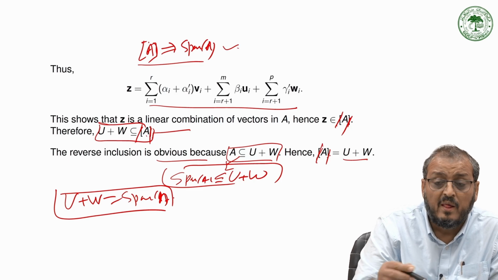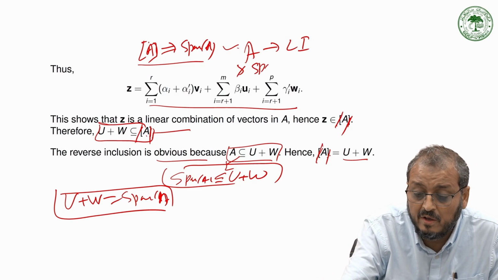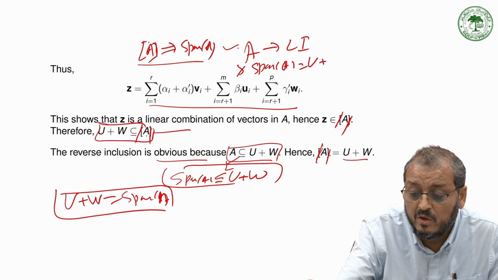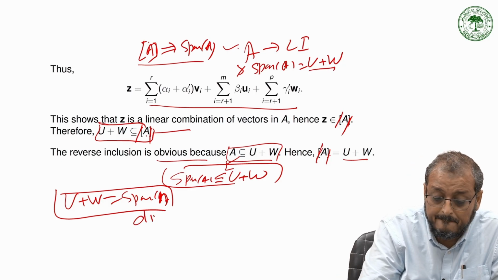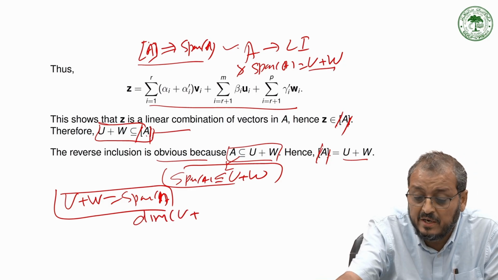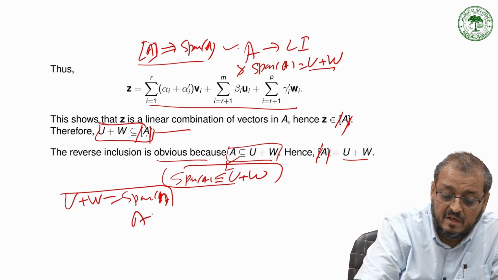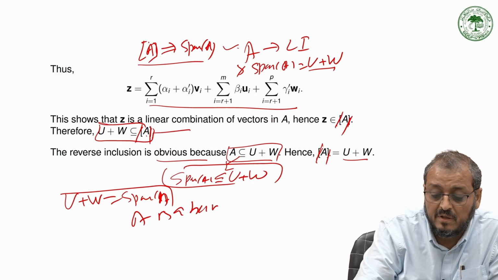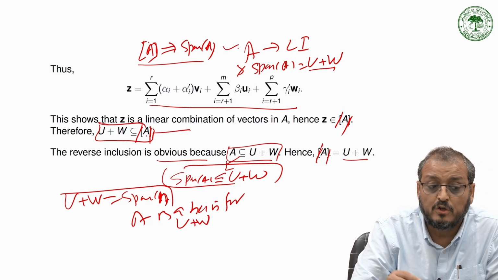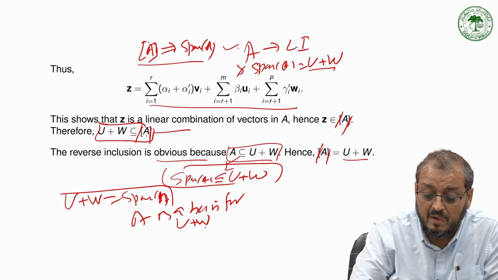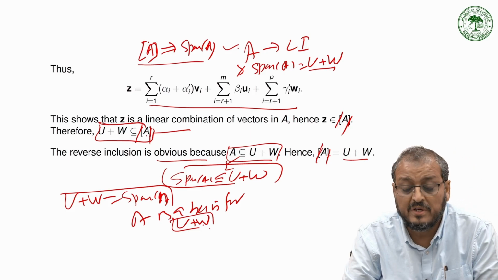This set A satisfies both conditions: A is linearly independent and the span of A is equal to U plus W. So we can say that the elements of A form a basis. This implies that A is a basis for U plus W.